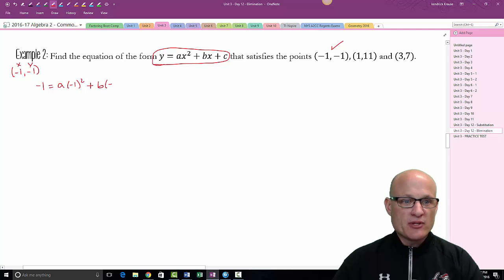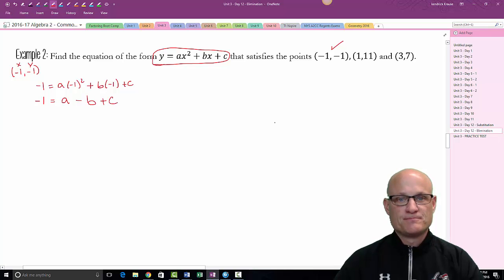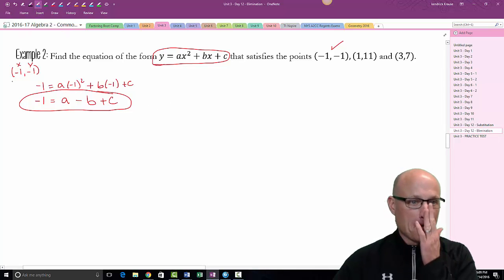Plus b times -1 plus c. So this is -1 equals a minus b plus c. So there's my first equation. Now let me grab a different color.